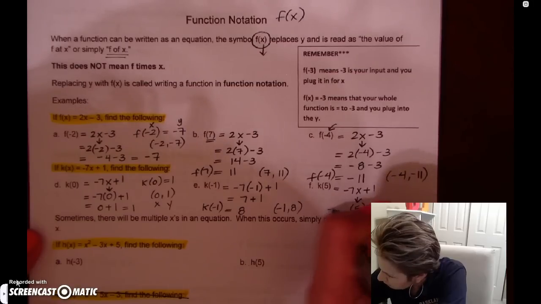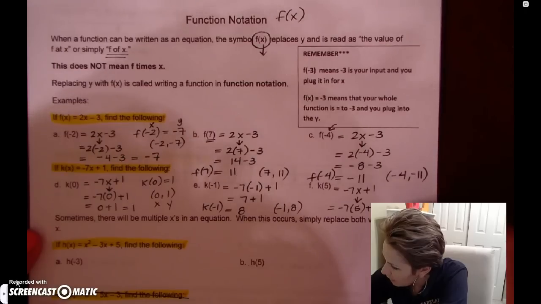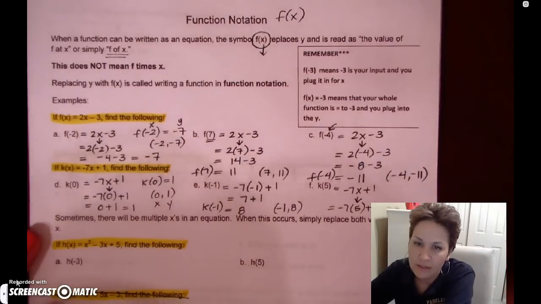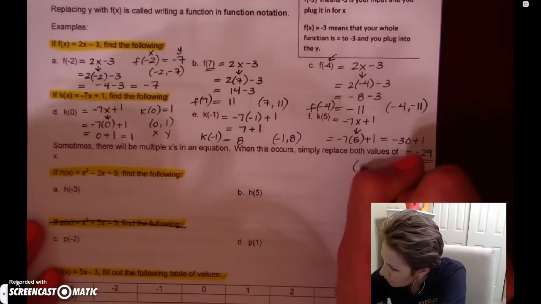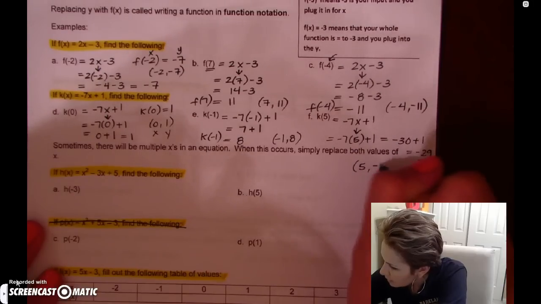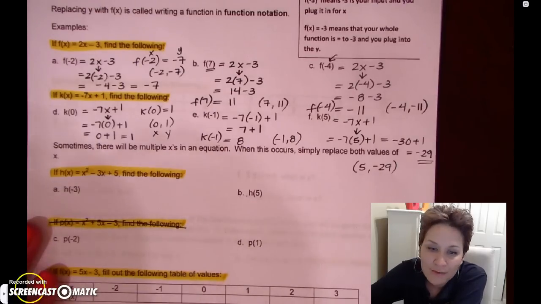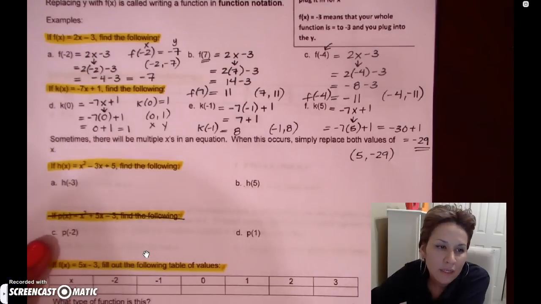Plug in a 5 wherever you see an x. What is negative 7 times 5? That gives you negative 35, plus 1 gives you negative 34. So your ordered pair should be when x is equal to 5, y is equal to negative 34. Were you able to get all of them right? I hope so. We're going to move on to the next example.